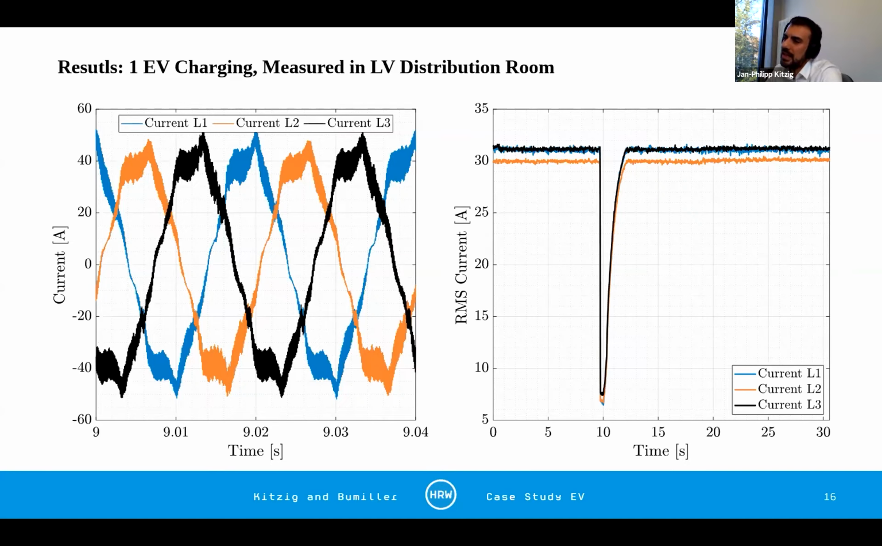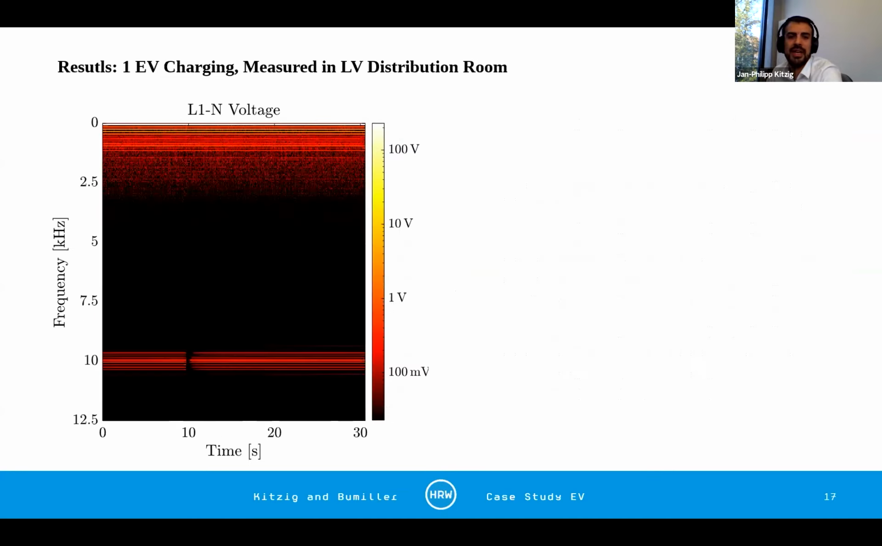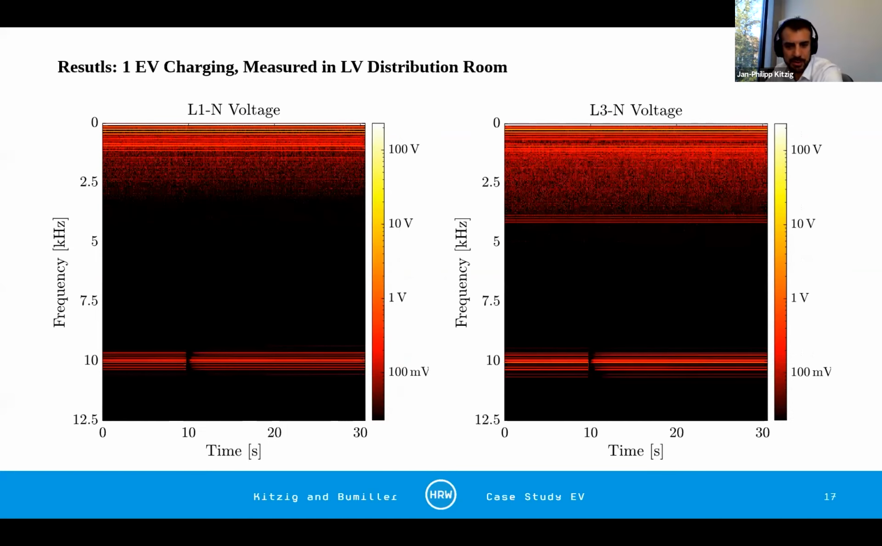So with these highly distorted current signals, we can now have a look at the L1 to neutral voltage and the L3 to neutral voltage. We can see that we have quite significant distortions and signals in the range of approximately 10 kilohertz, which is exactly the range where we have these acoustic emissions in the office building. You can also see that around 10 seconds, these emissions shortly stop or are attenuated very much. This is where the EV stopped the charging process for a very short moment and came back up again. So we can here correlate these noise emissions and these distortions on the voltage signals with the actual charging process of the vehicle.